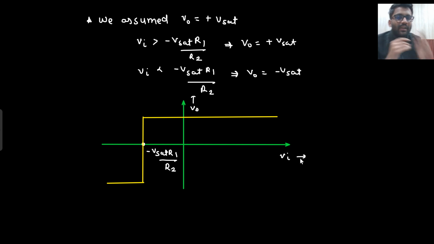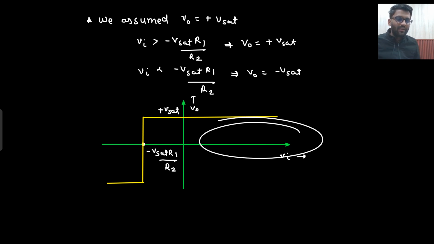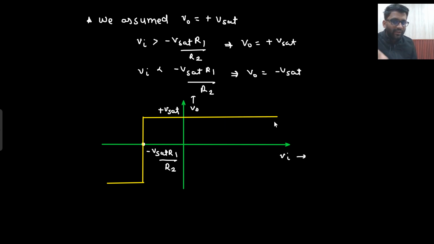The arrow sign will be going from plus V set to minus V set, because what did you assume first? You assumed the output to be plus V set first. So you were at plus V set, that means you were somewhere here. Then what did you do? You keep on decreasing your input.